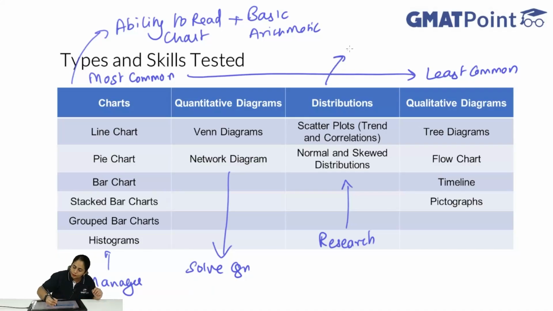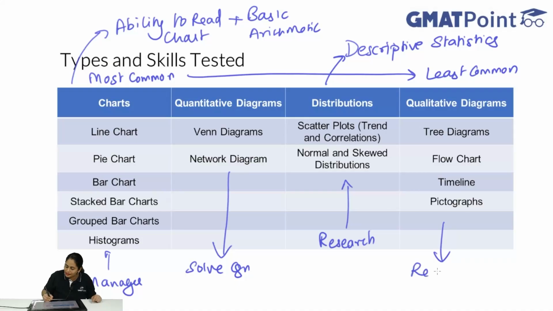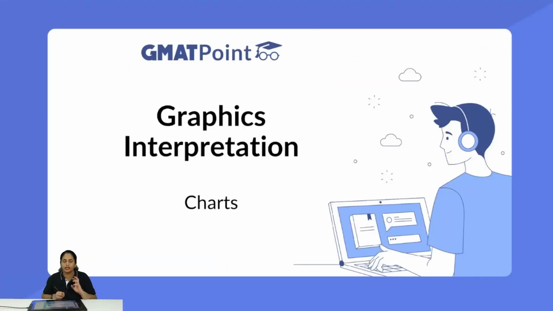When it comes to distributions, this relies on descriptive statistics, your understanding of descriptive statistics, to answer these kind of questions. When you come to qualitative diagrams, this is mostly a reasoning based set. It requires a lot of reasoning to solve these kind of sets. So I have described all the different types as well as the main skill tested in each of the types. So now let us take a deep look into charts.